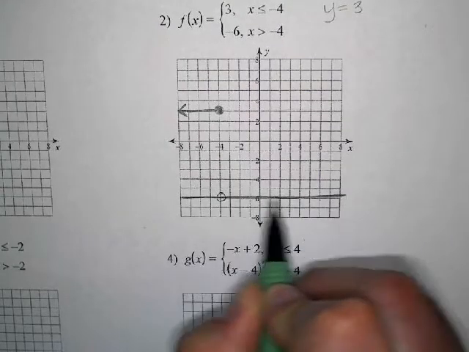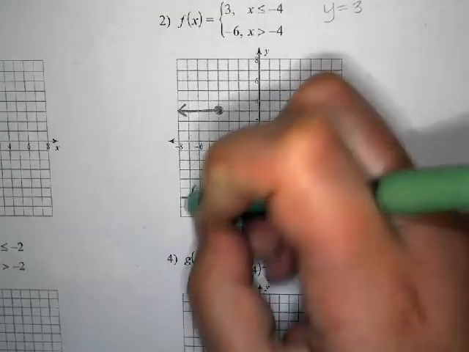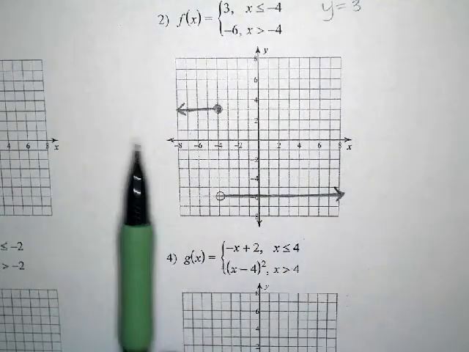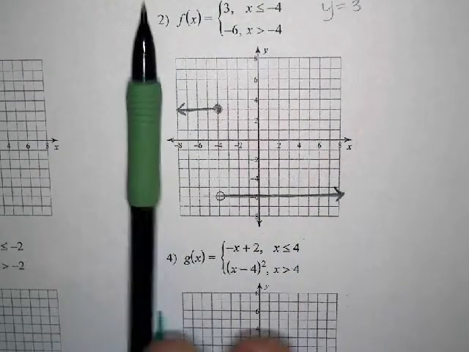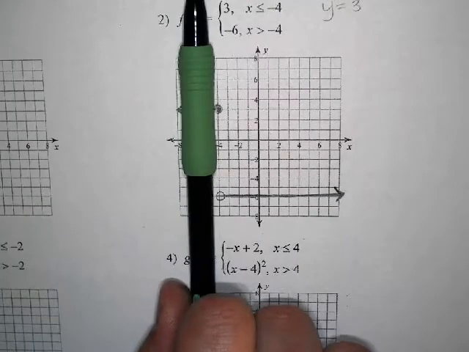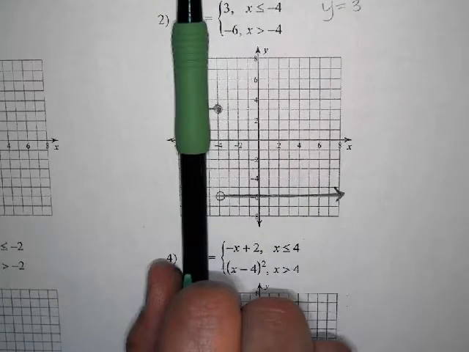Okay. And remember, these are functions, and a function always passes the vertical line test or the pencil test. So it only touches one point at a time. So right here, this is the only time it looks like it touches 2 points, but one of them's filled in and one of them is not. So it passes the vertical line test.